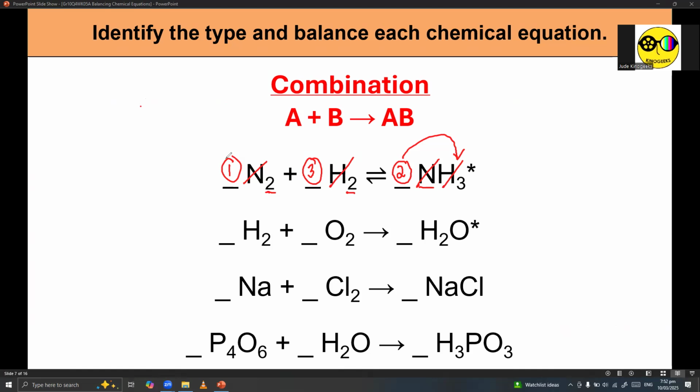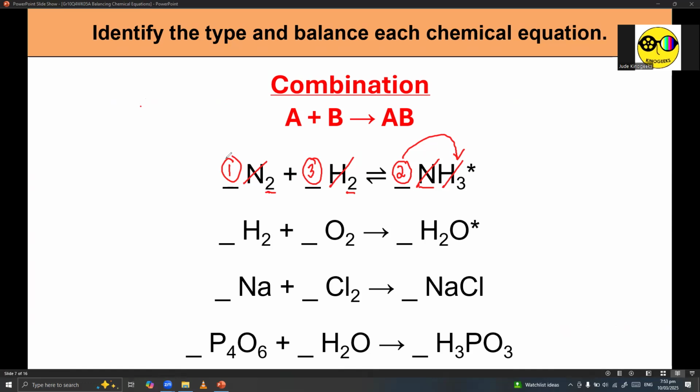So notice that in balancing chemical equations, this is largely a trial and error process. You can start with whatever element you want. And also, you don't change what's given to you. You write the coefficient next to the chemical formula.